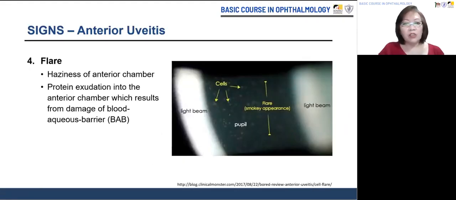Haziness of the anterior chamber, called flare, results from protein exudation in the anterior chamber due to damage to the blood-aqueous barrier that occurs in inflammation. In chronic cases of uveitis, flare may persist even in the absence of active inflammation. The standardized grading system used to document severity of inflammation of cells and flare will not be discussed in this lecture.